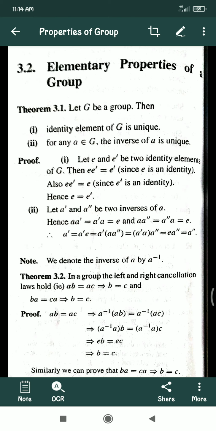Here we have a note: we denote the inverse of a by a inverse. So next we have a theorem.